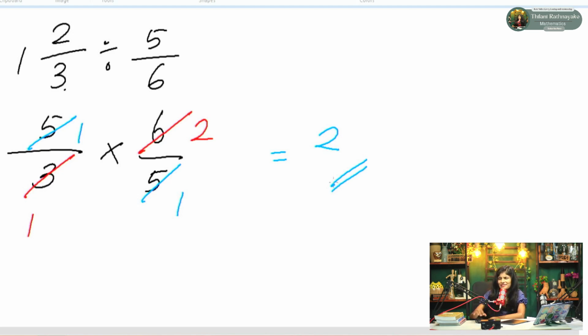Very easy, no? So in this part, we have discussed how to do division related to fractions, and in the next video, we are going to discuss complex questions related to fractions which have all the things we have discussed in these videos.